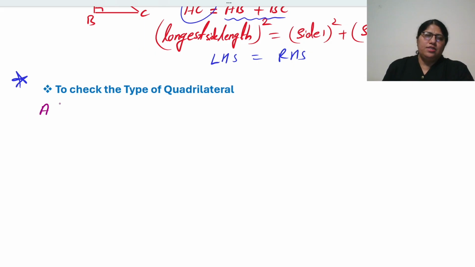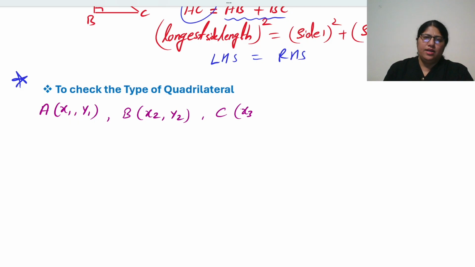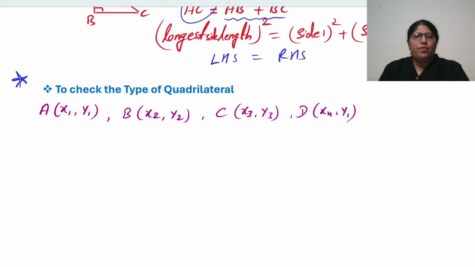So if it is A, you will take the first coordinate as A, because whatever coordinates are given, I am going to make the quadrilateral in the same order, clockwise or anti-clockwise. So my first coordinate is x1, y1, second coordinate is x2, y2, right? Third coordinate is x3, y3, and the fourth coordinate is x4, y4. Now you need to remember all the properties of quadrilaterals, because we use those properties to check which kind of quadrilateral it is.